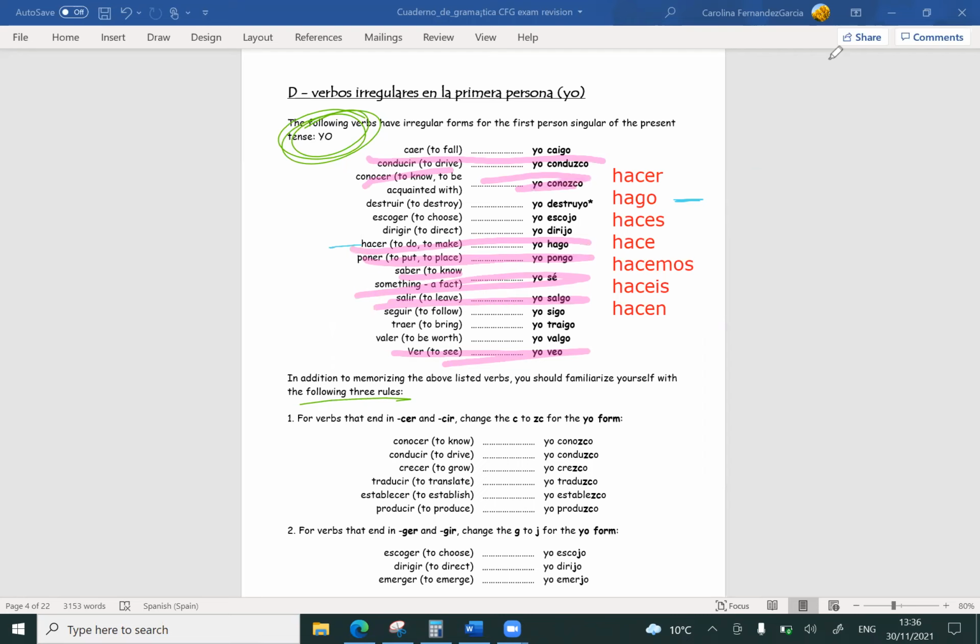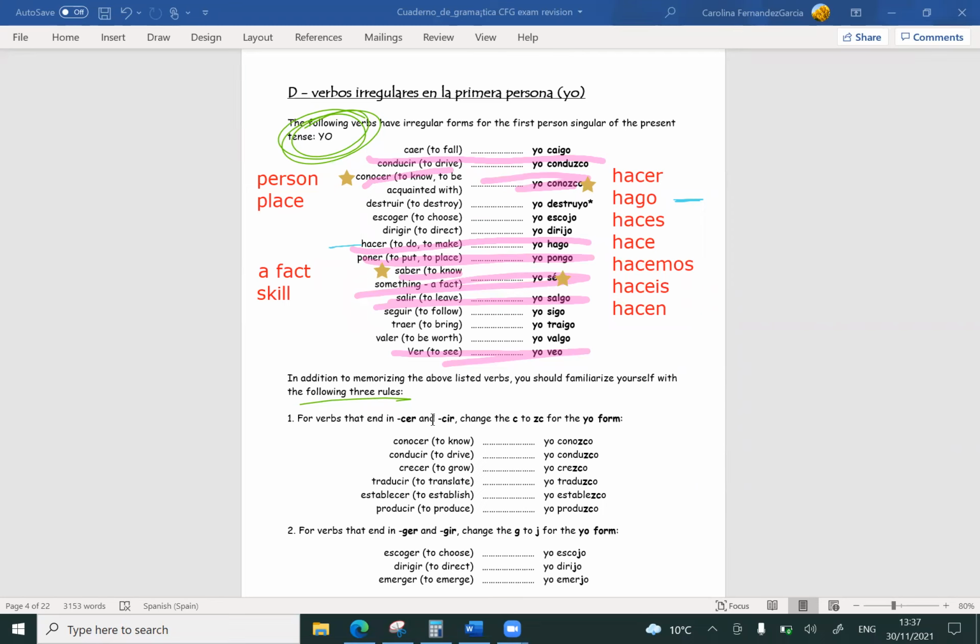Now, I want you to really know the difference between conocer, conozco, and saber, sé. In English, both of them translate as to know. Conocer, we use in Spanish when we know a person, conozco a Ana, or a place, conozco Madrid. The verb saber is when you know a fact. Sé que en Irlanda llueve mucho. I know that Ireland rains a lot. Or when you know a skill, I know how to swim: sé nadar.